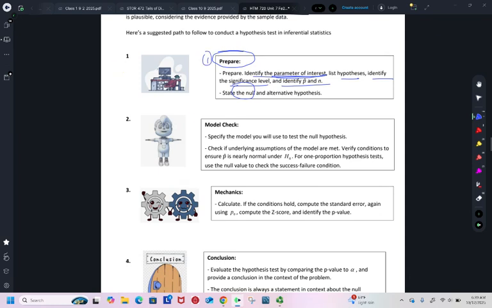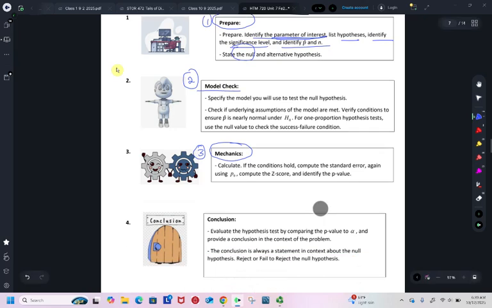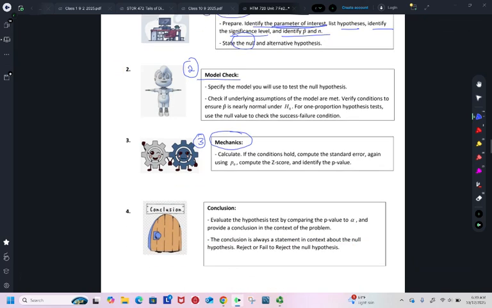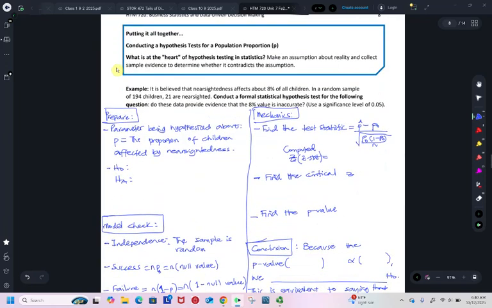Then we'll go on to the second stage, where we'll learn how to check the underlying assumptions of the model. And then thirdly, we'll get into some calculations, namely the mechanics, and all of the results we have computed or obtained earlier will be used in the last step, namely drawing the conclusions. So to get started, we consider an example.